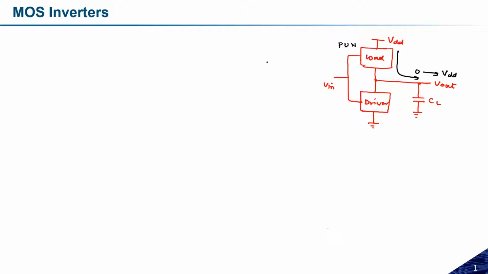Similarly, the pull-down network is basically pulling down. Initially we expect that the output is at VDD, and if the driver is activated, then whatever voltage the load capacitance has stored will be discharged through this driver. So that will pull down the output from VDD to ground. Okay, so that is why we call it the pull-down network. Later on, we will not talk about the load and driver. We'll simply talk about the pull-up network and the pull-down network. So this you should know.